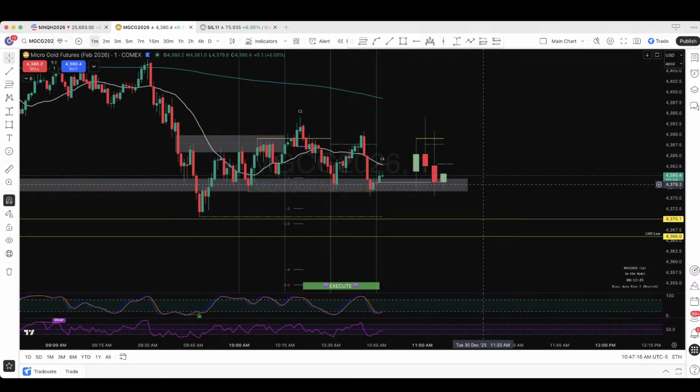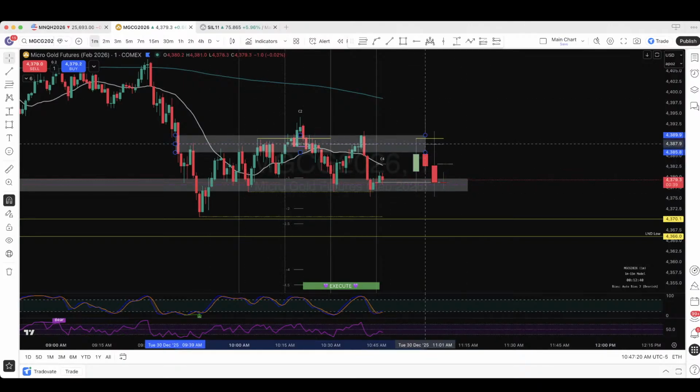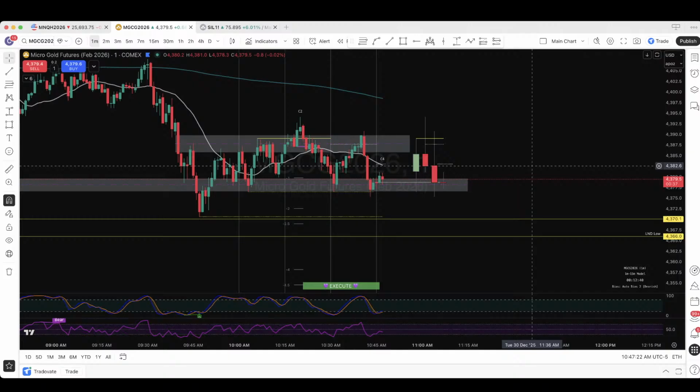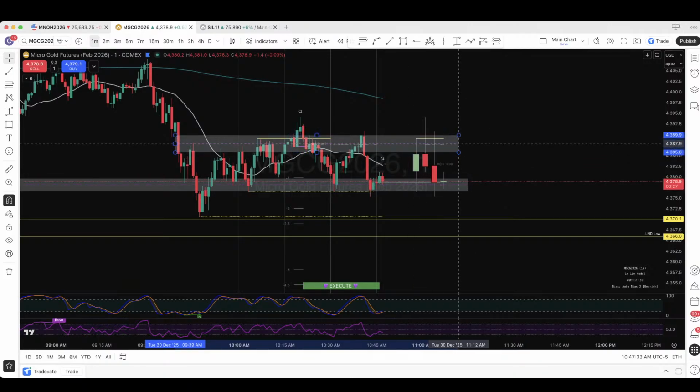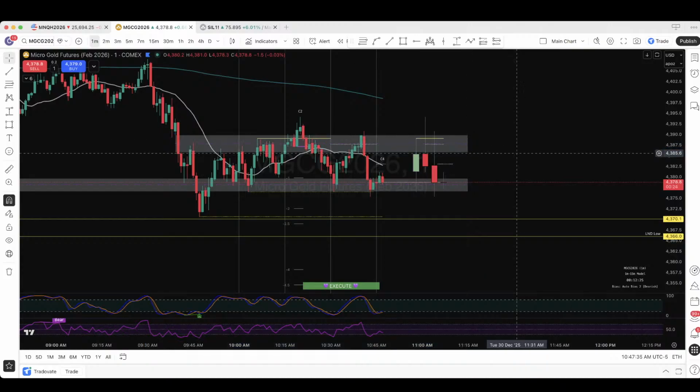It's like a strongman competition with these fair value gaps. Holding up price, pushing down price. Sandwiched right here. I guess I could have made it even. Never mind.